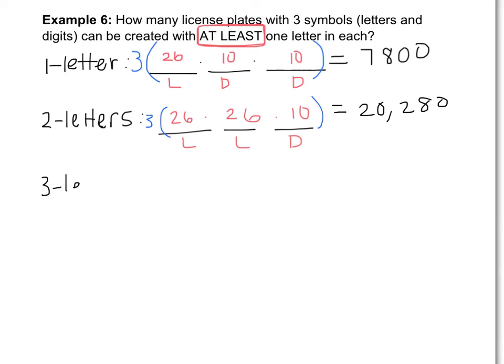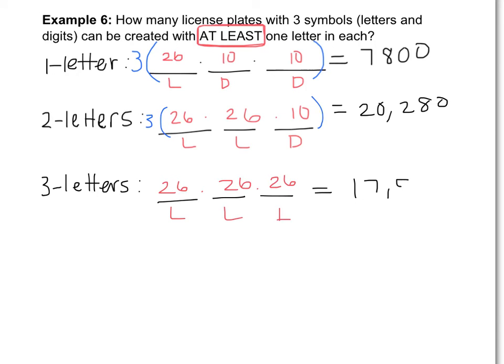Finally, the last option is 3 letters. So letter, letter, letter would be the only possibility there. And that's 26 times 26 times 26. So if we do that, we're going to get 17,576. Now the total possibilities then is what we get when we add all of these up. The 7,800, 20,280, and 17,576. So our final answer is 45,656 license plates. Just put plates.